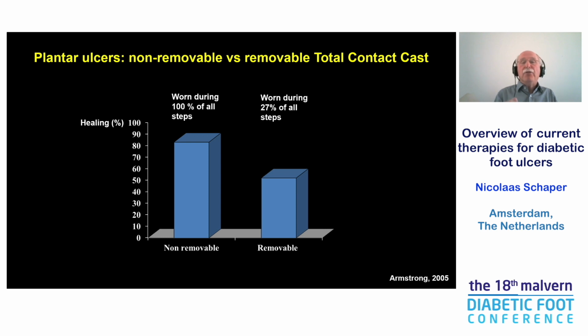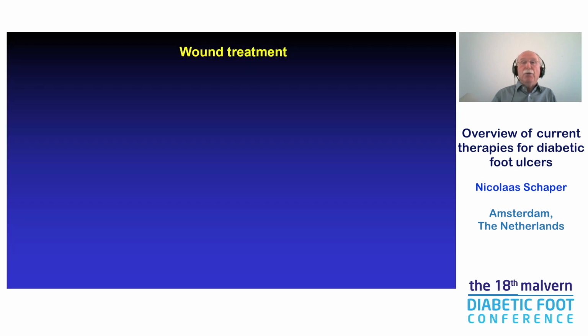But if you give a patient a removable plaster, despite intensive education, his patients only wore the plaster 27% of all steps taken during the day. 27%. So they remove the plaster once they're at home. And of course that results in very poor healing results, only 50%. So if you use a plaster, and you should use a plaster or a walker in a plantar ulcer, if there are no contraindications, then always make it non-removable.